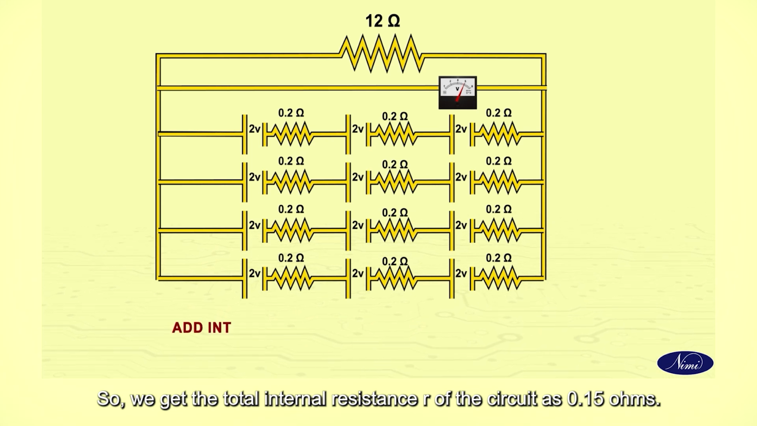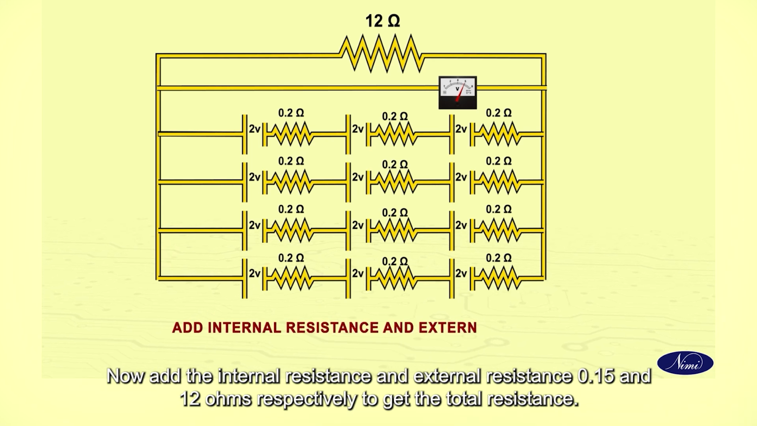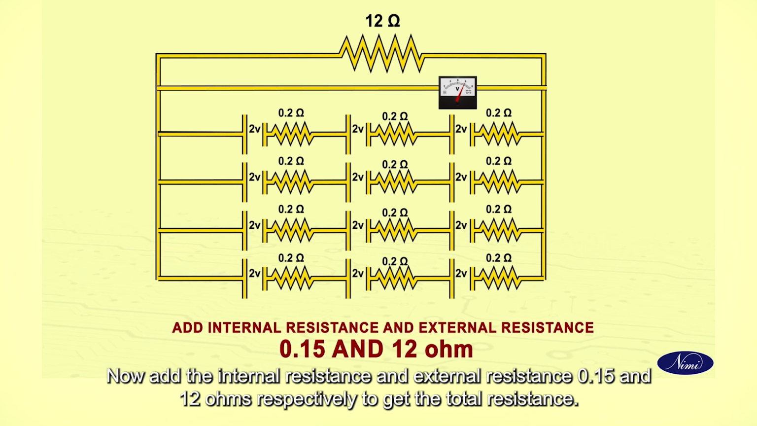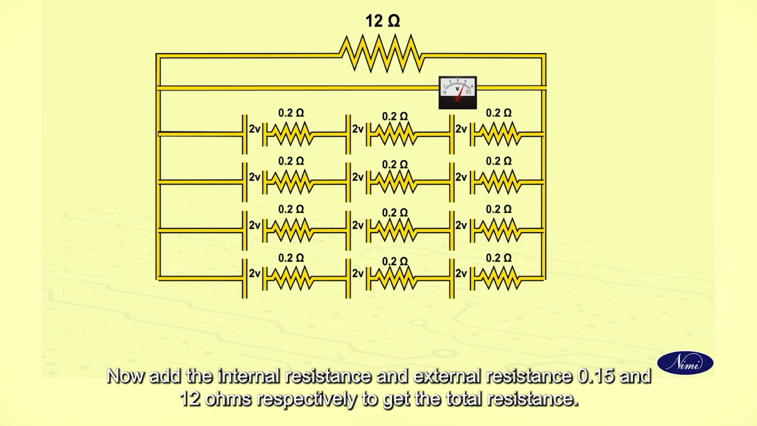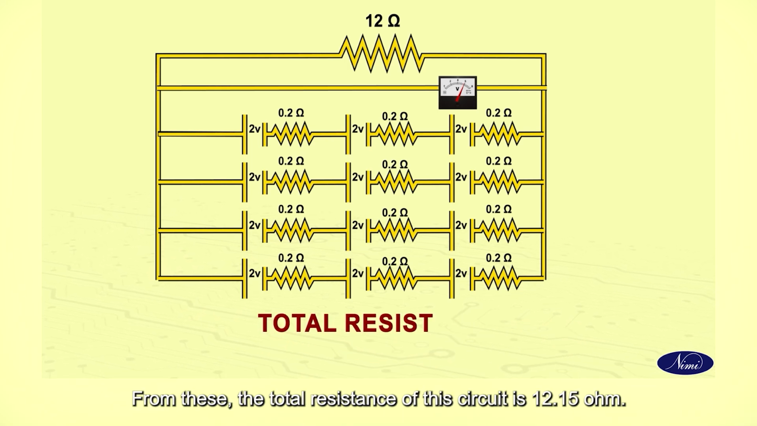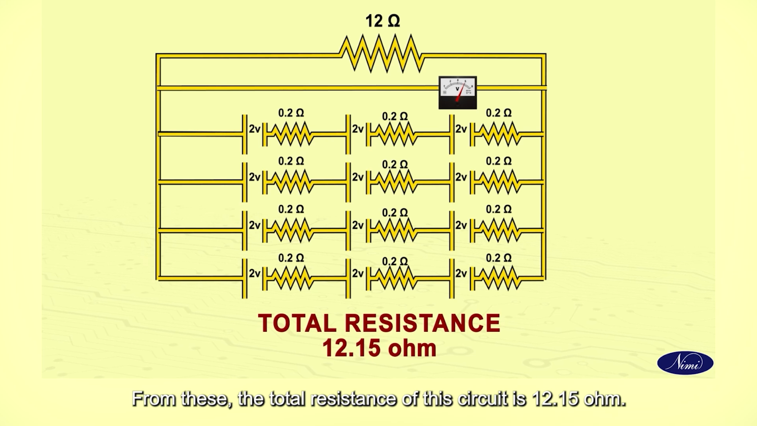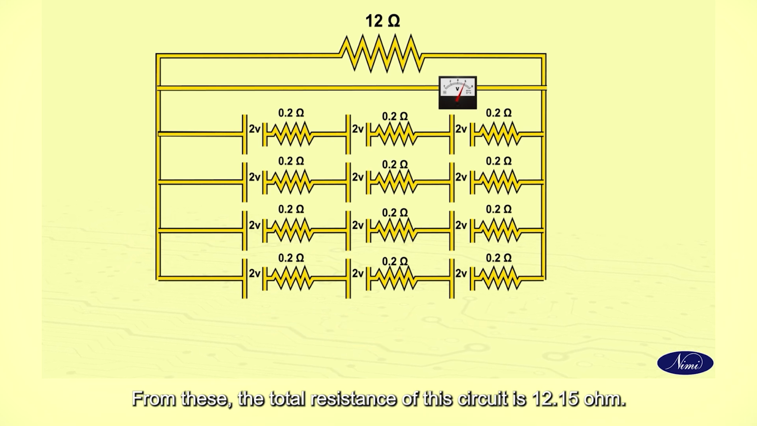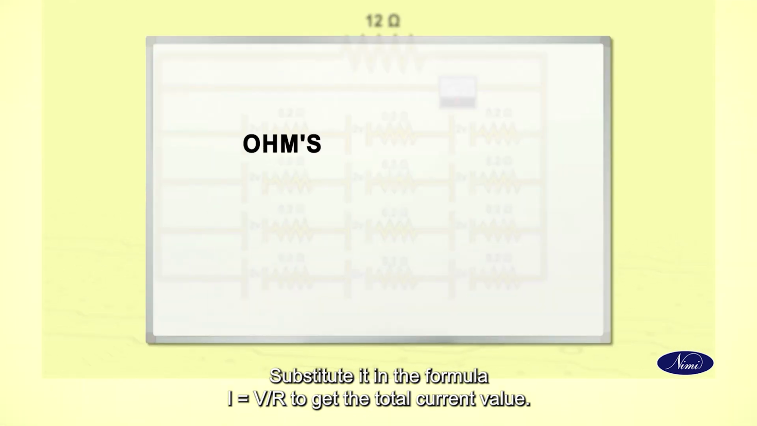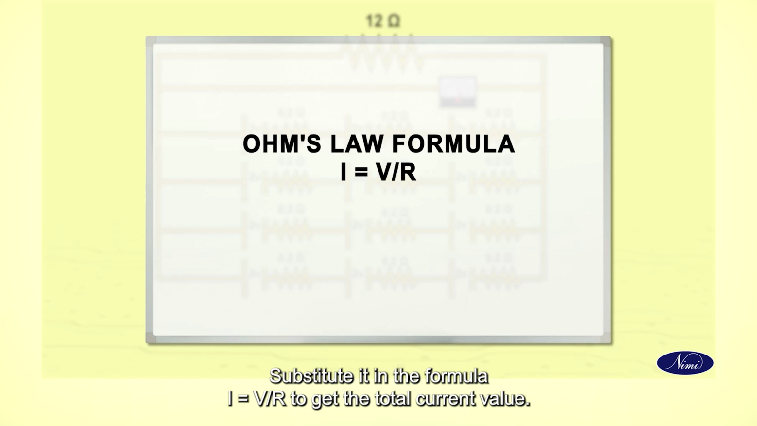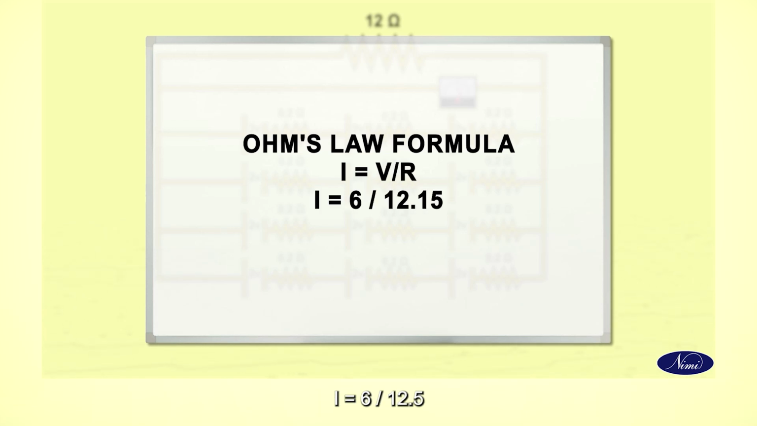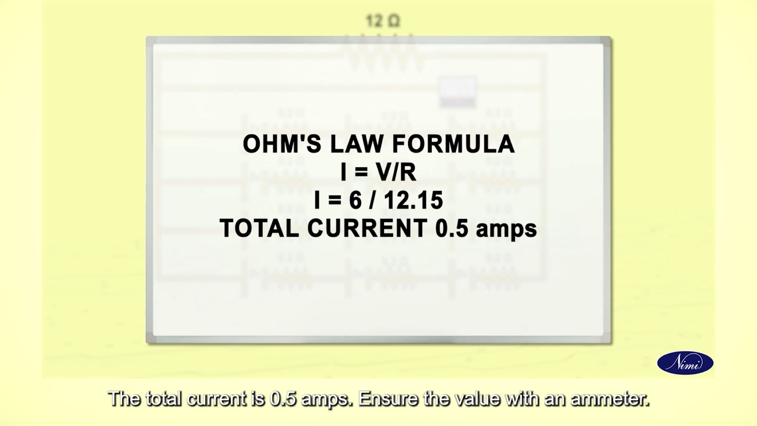Now add the internal resistance and external resistance, 0.15 and 12 ohms respectively, to get the total resistance. From these, the total resistance of the circuit is 12.15 ohm. Substitute it in the formula I is equal to V by R to get the total current value. I equal to 6 by 12.15. The total current is 0.5 amps.